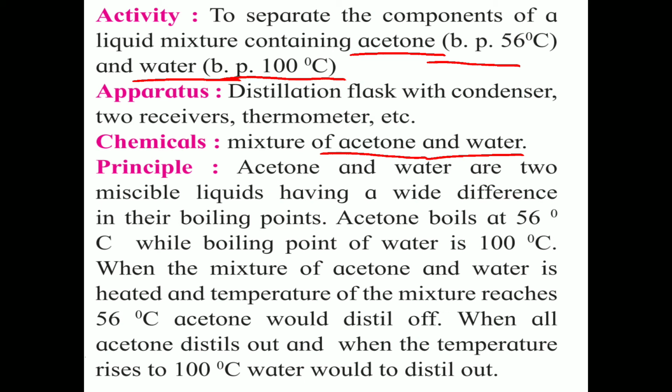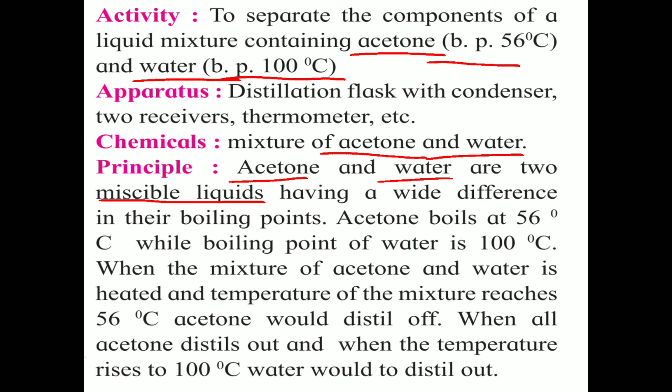The principle involved in this is that acetone and water are two miscible liquids. Now what is meant by miscible liquids? Miscible liquids are liquids which can be easily mixed with each other, and immiscible liquids are those which cannot be mixed. For example, oil and water. Oil does not dissolve in water, so it is an immiscible liquid, but acetone and water mix with each other, so these are miscible liquids.